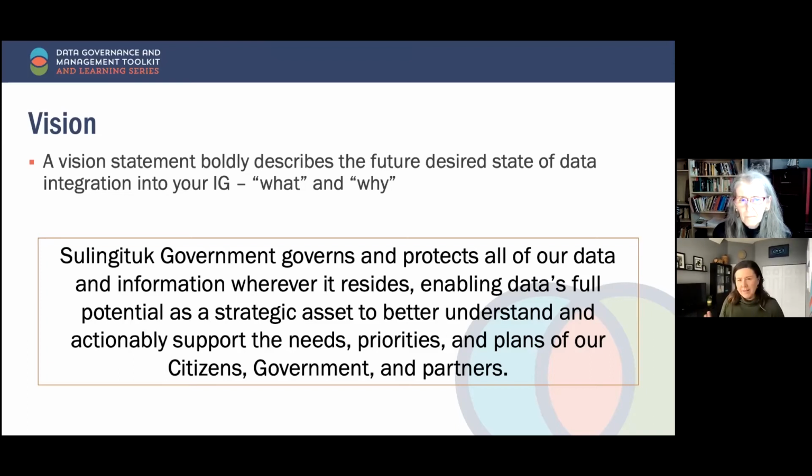And then why, right? The vision statement describes the why. It's so that data is used to better develop knowledge about things that matter to the government and actionably support, meaning it shouldn't just be for the sake of it. Hey, I'm curious about this thing. Let me go and collect a bunch of data on it. Well, no, the reason to collect data is that it's actionably tied to something that matters to us. It's cascading from our strategic plan. It's based on the needs of our citizens, and it's going to help us make better decisions.